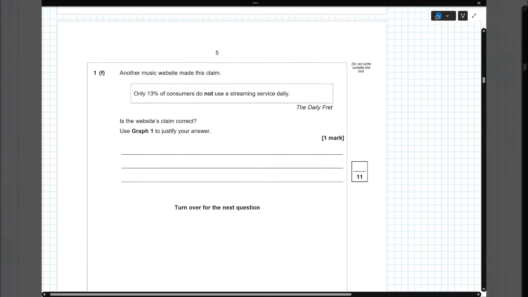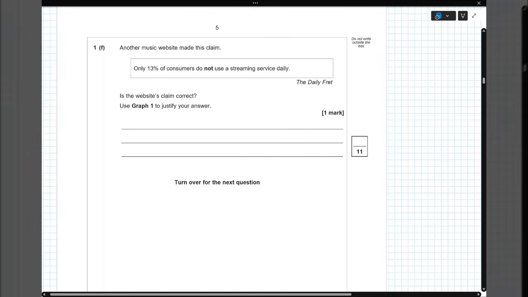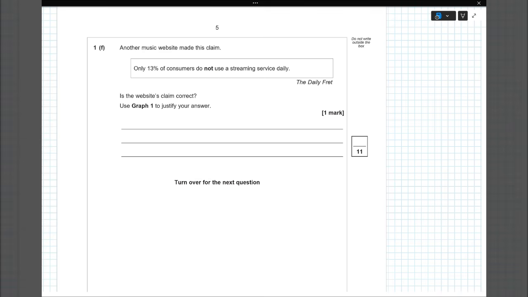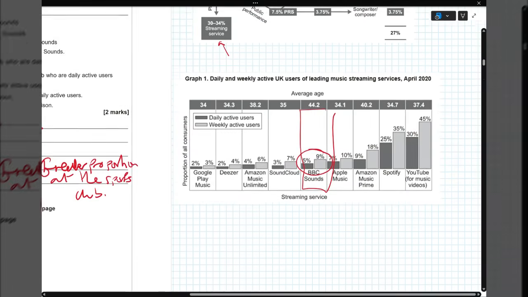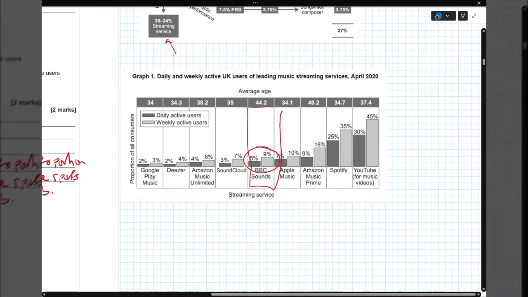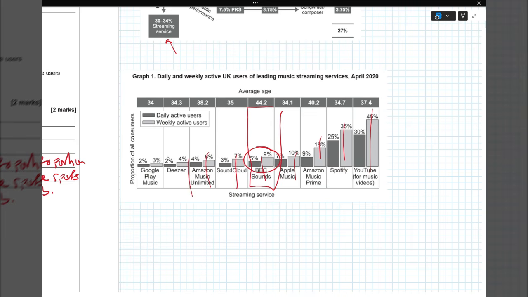Okay, 1F. This is our last part for question 1. Another music website made this claim. Only 13% of consumers do not use a streaming daily service. Is the website's claim correct? Use graph 1 to justify your answer. So in graph 1, here we go. It's wanting you to add all of these together. And I can't remember if it was weekly or daily users. Let me just check my notes.